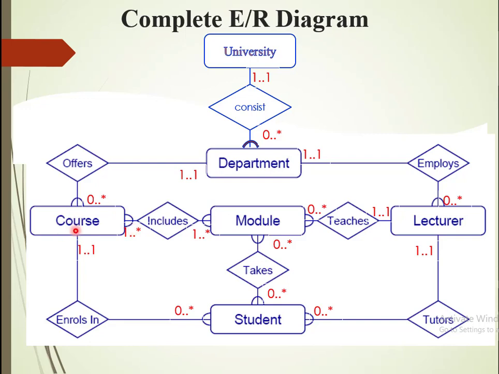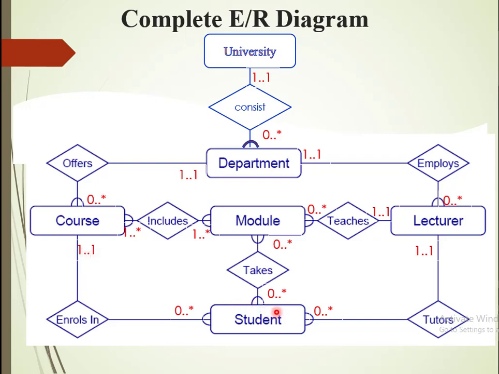We move along. A course may have no students enrolled in it, or only one student enrolled, or many students may have enrolled in that particular course. However, from the side of the student, a student can only enroll in one course. So long as you are a student, it means you are a student by virtue of the course you have enrolled in. So a student is enrolled in one course.